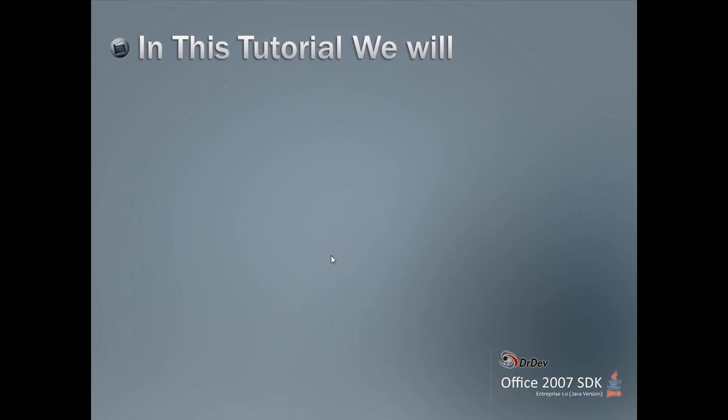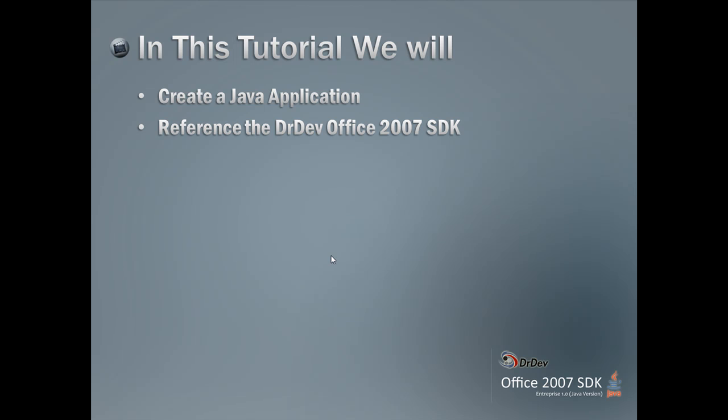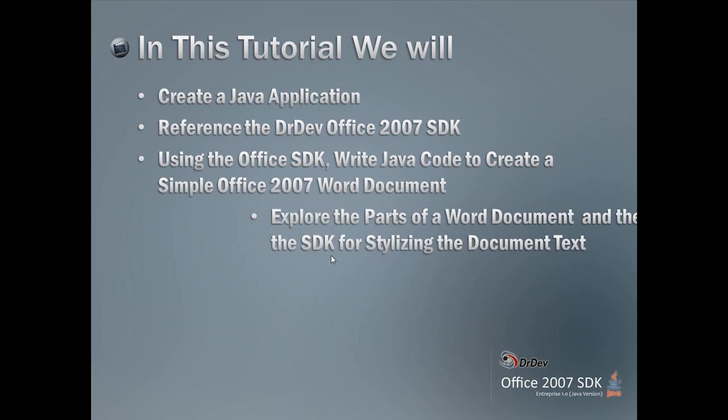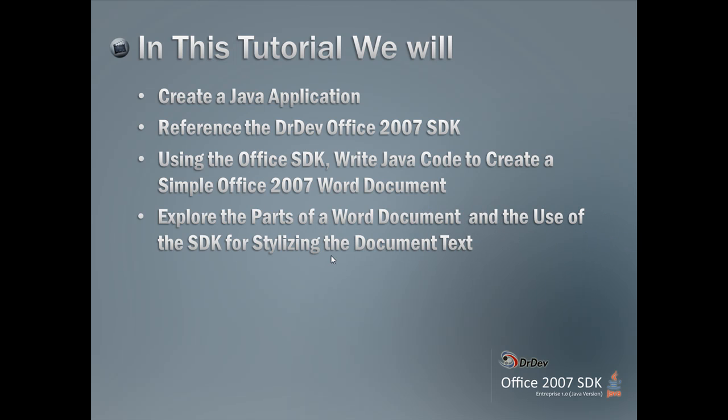In this tutorial, we will create a Java application. We'll reference the DrDev Office 2007 SDK from that Java application. Using the Office SDK, we will write Java code to create a simple Office 2007 Word document. We will explore the parts of a Word document and the use of the SDK for stylizing the document text. Finally, we will execute the code and produce the document.